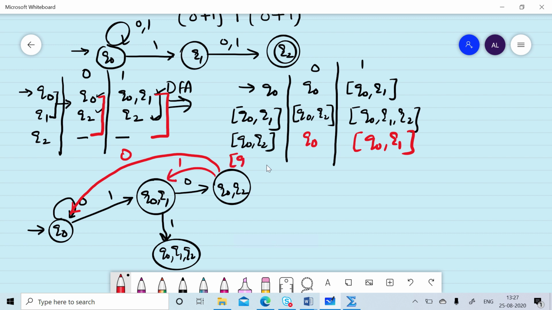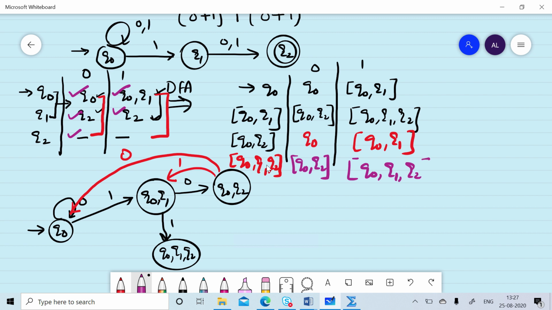Now we will consider Q0, Q1, Q2. So we will observe 3 rows at a time. Under 0, it is Q0, Q2 and blank, so we will get Q0, Q2. Under 1, it is the union of Q0, Q1 with Q2, so we will get Q0, Q1, Q2. So on reading 0, we will move to Q0, Q2. And there is a self loop of 1 on Q0, Q1, Q2.